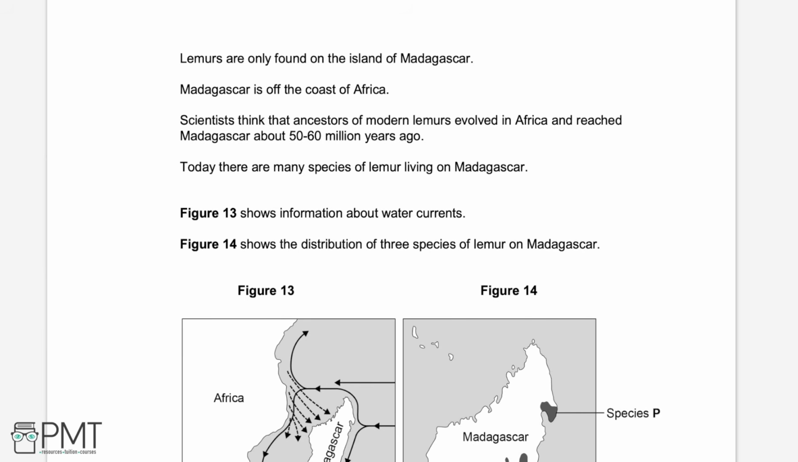Lemurs are only found on the island of Madagascar. Madagascar is off the coast of Africa. Scientists think that ancestors of modern lemurs evolved in Africa and reached Madagascar about 50 to 60 million years ago. Today, there are many species of lemur living on Madagascar. Figure 13 shows information about water currents, and Figure 14 shows a distribution of 3 species of lemur on Madagascar.